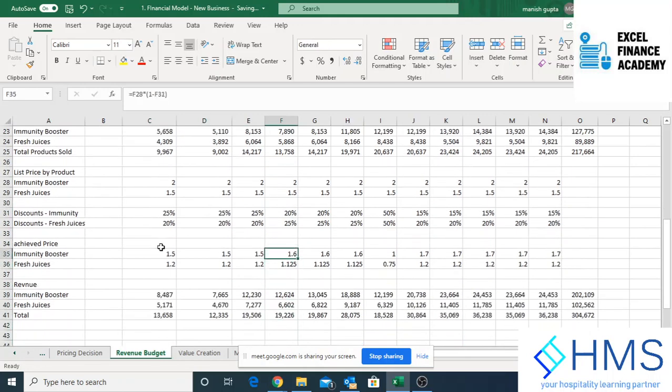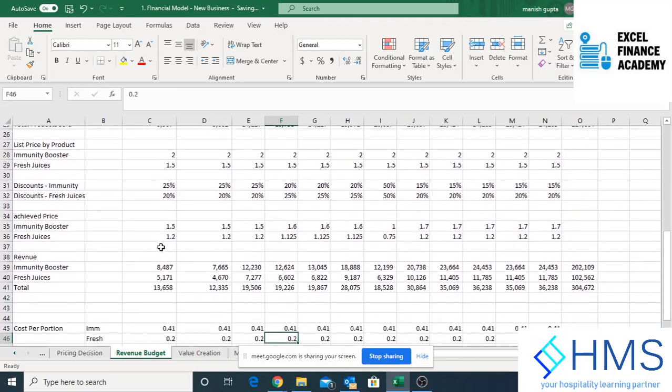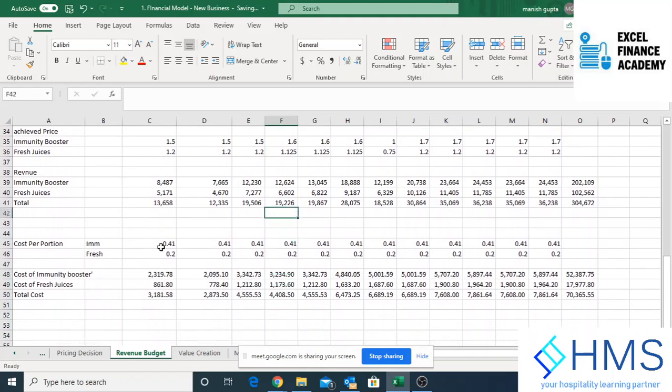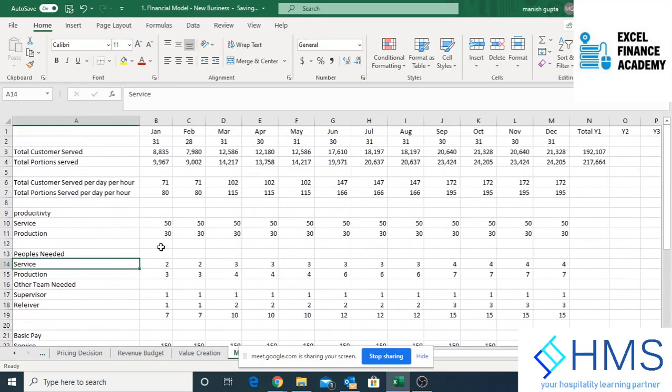And then what is the achieved price after giving out the discounts. So what will be the revenue if we are able to do this? That's our monthly revenue. Then in the same sheet, we factored in the cost per portion, and then the cost of sales for immunity booster, the cost of sales for fresh juices, and the total. And then we also discussed how we are going to see the labor cost, the manning cost.